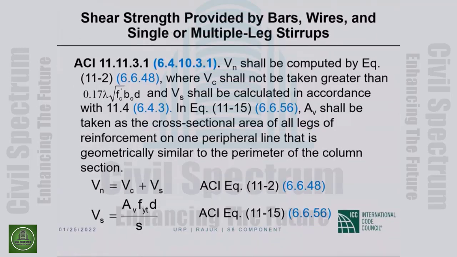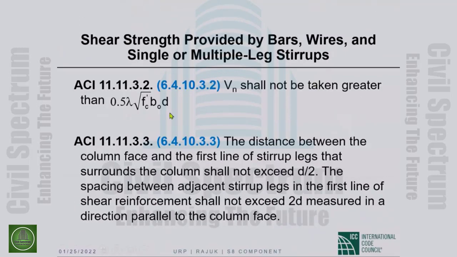Okay. The other thing is the total v_c plus v_s. v_c, remember, is 2 square root of f_c'. The total v_c plus v_s cannot exceed 6 square root of f_c'. So with conventional shear reinforcement, that is the upper limit to the shear that you can carry, 6 square root of f_c'.